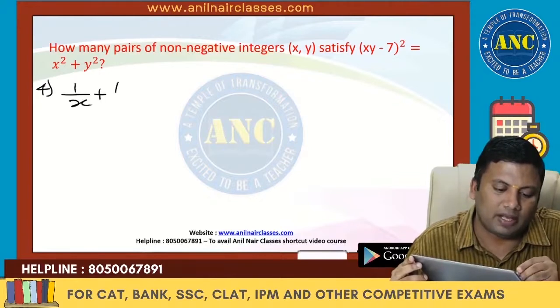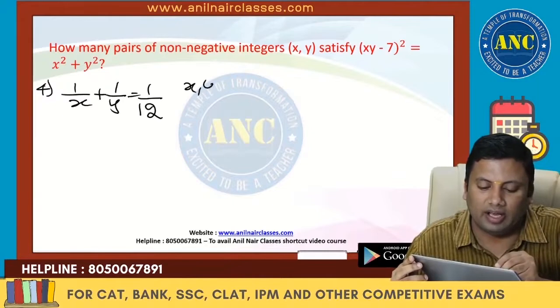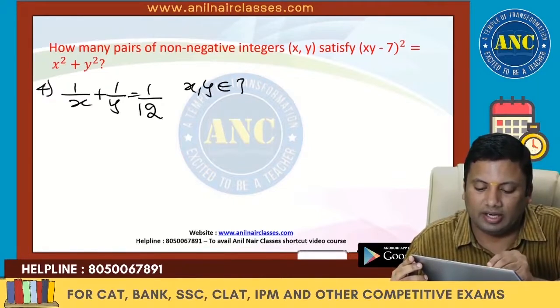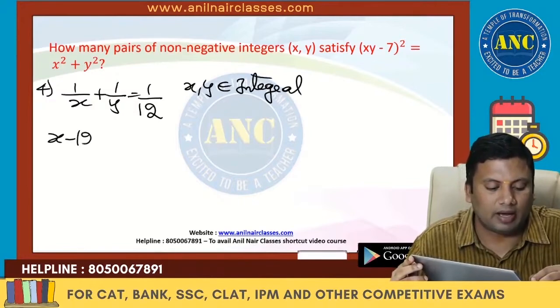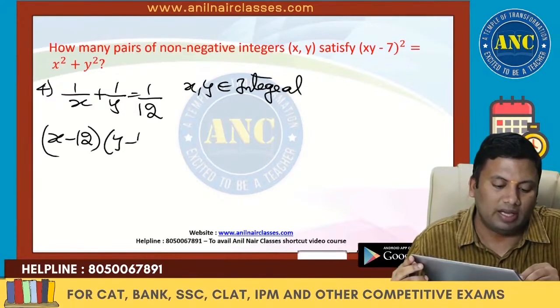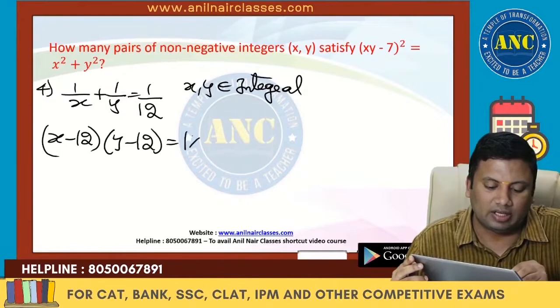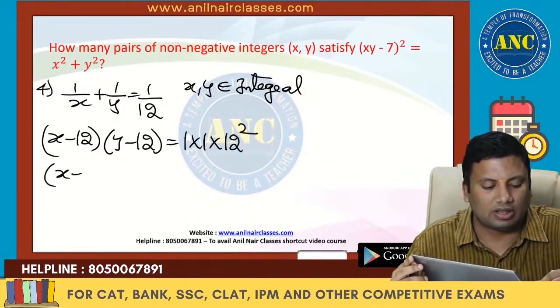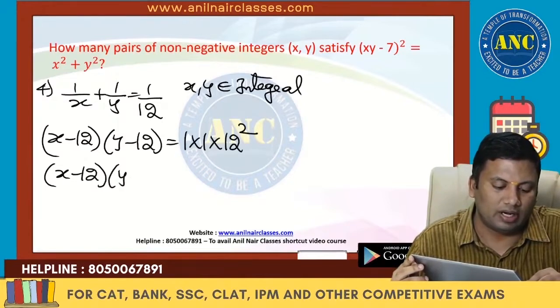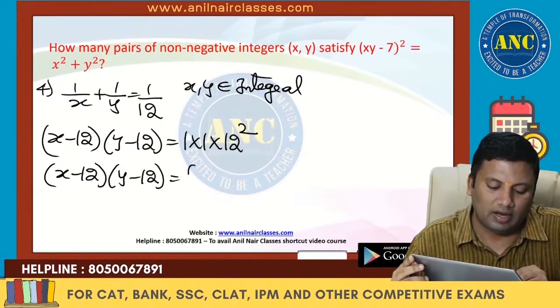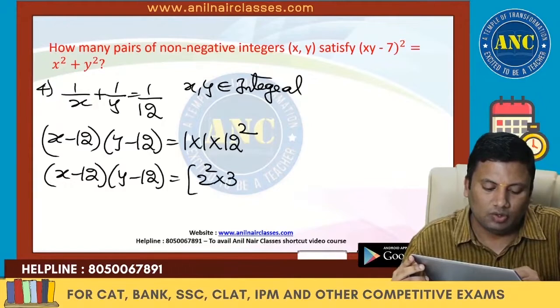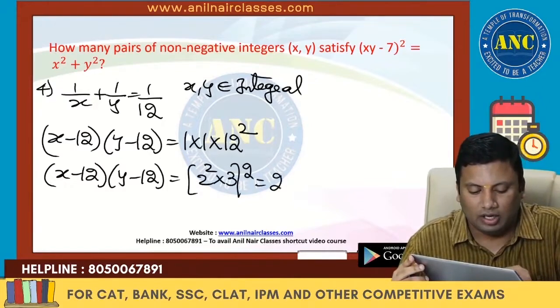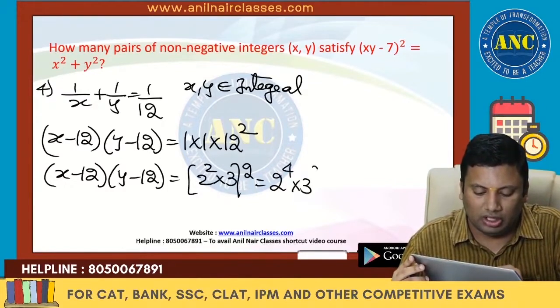1 by x plus 1 by y equivalent to 1 by 12. x and y are integers. These are nothing but x minus AC, y minus BC. It is nothing but a into b into c square. So these are nothing but x minus 12 into y minus 12 equivalent to 12 square, which is 2 square into 3 whole square. So 2 power 4 into 3 square.